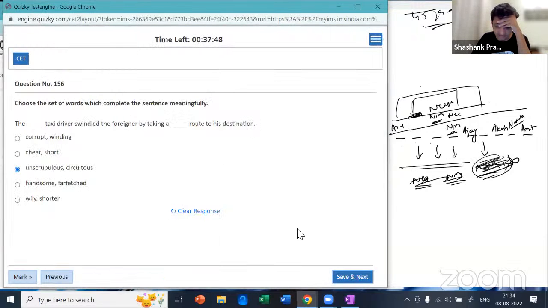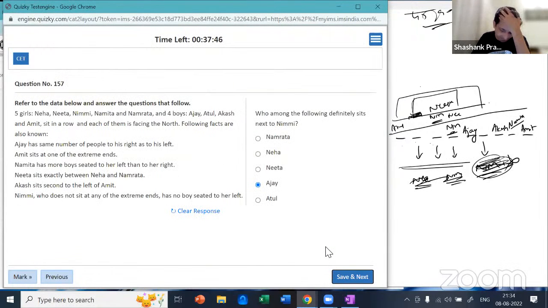From where did we start? 156, let's say 157. Definitely sits next to Nimmi. Neeta we can't say. Ajay we definitely know is not right. Atul no. Neeta, Neha, Namrata. Neeta yes. Neeta no. So Neha or Namrata. But we can't say Namrata and Neha, we don't know anything.